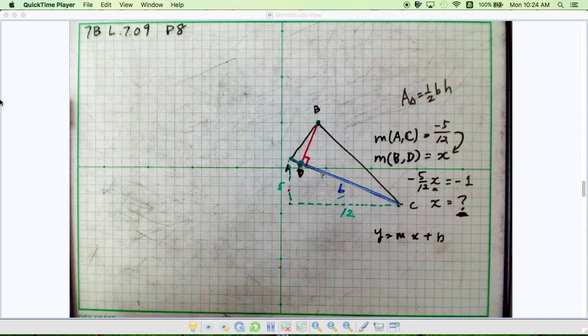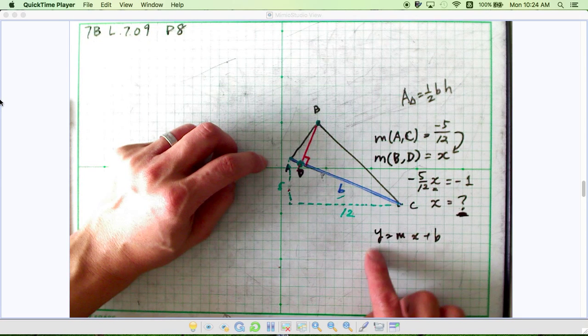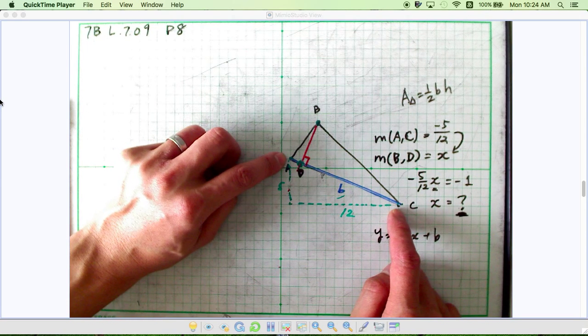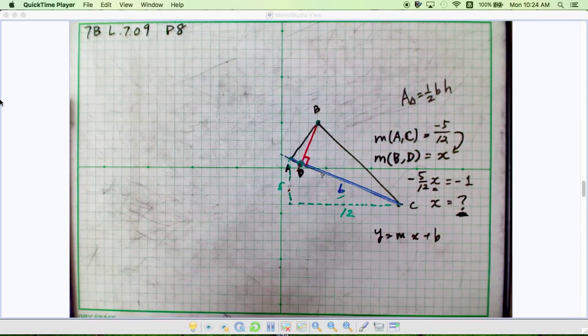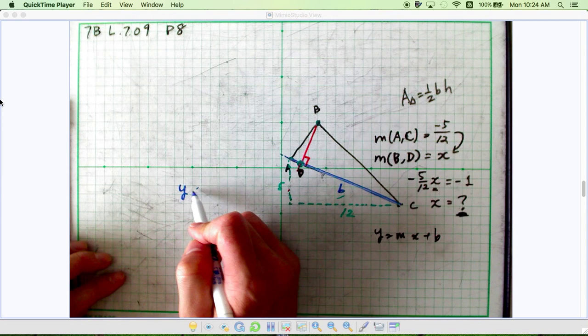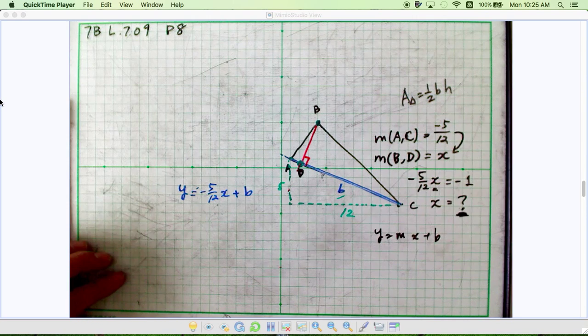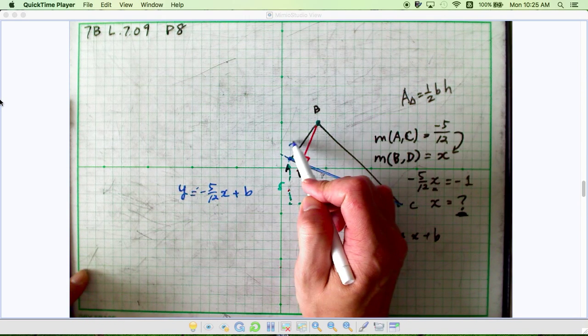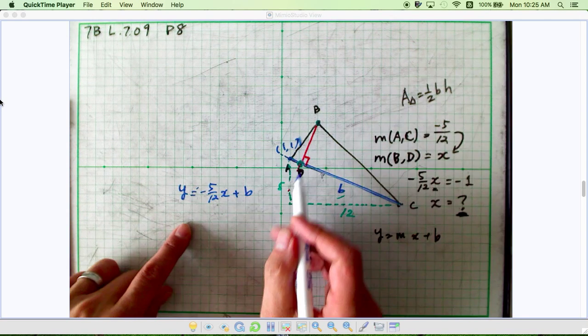I don't want to give too much hint, but if you set that up and then find the equation of this line, which is very easy to find because you already know what this is. So line AC is y equals mx plus b. The m is -5/12 x plus some b. And we also know that A is 1, 1, so we can plug that in to find what the b is.